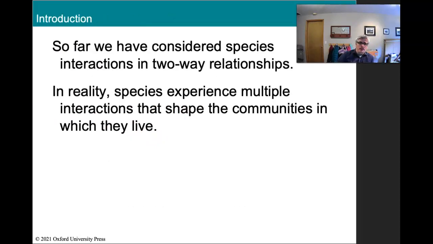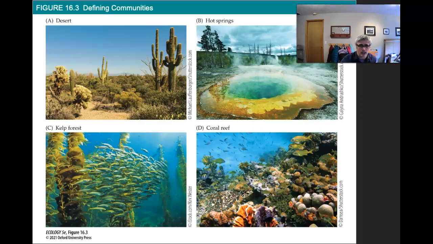And so far, we've considered species interactions as two-way relationships: predator-prey, positive, negative interactions. But in reality, species experience multiple interactions that shape the communities in which they live. And so we'll start to layer interactions on to thinking about how ecology works. Particularly when we talk about the ecology of the environment, we're typically talking about within a community.